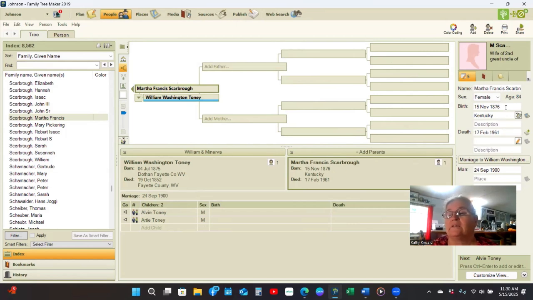And the reason I know that is correct is because her death age is 84, and that's what they said she was. She also died in Dothan, Fayette County, West Virginia, and is buried at the Peters Cemetery in Dothan. So now we have her all filled in. So that is pretty cool.